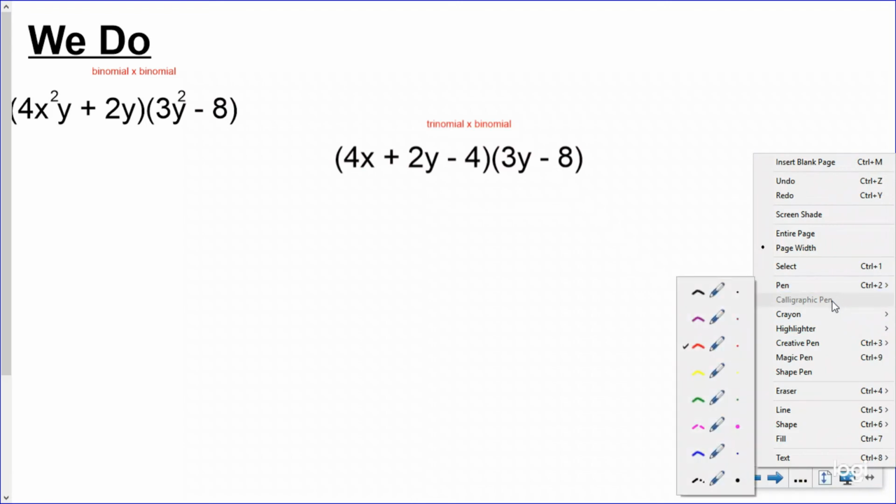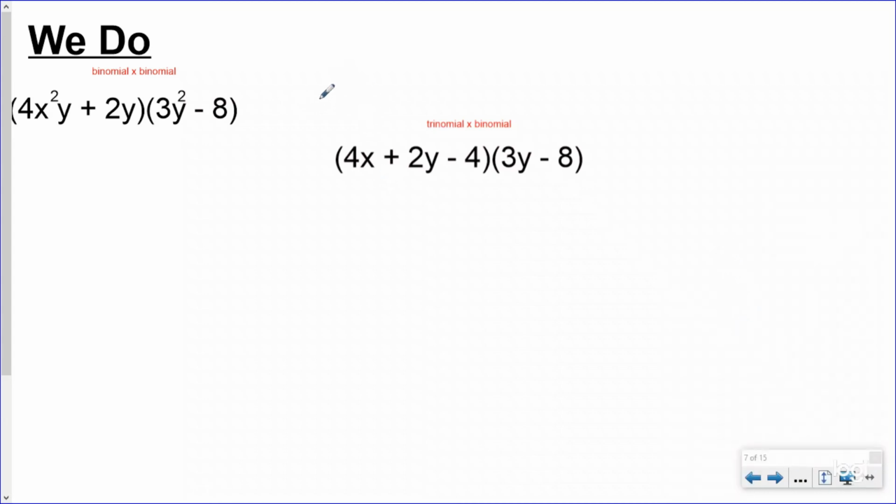And so basically, again, what you're doing is you're just using your distributive property and then using your product rule with your exponents if you need it. So here we have a trinomial, which means every part of this group that's in parentheses needs to be multiplied by the other numbers, right?